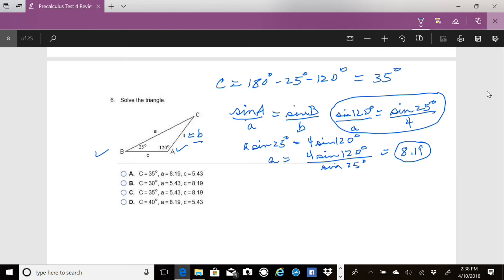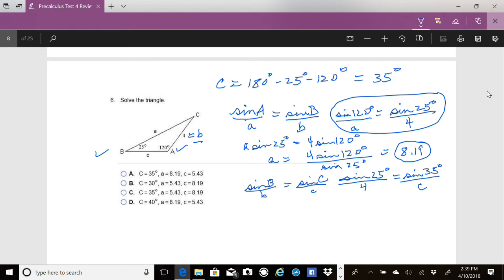Now, to solve for C, we can use that sine of B over B equals sine of C over C. So now we can plug this in: sine of B, B is 25 degrees, divided by B, which is 4, equals sine of C, C is 35 degrees, divided by little c.